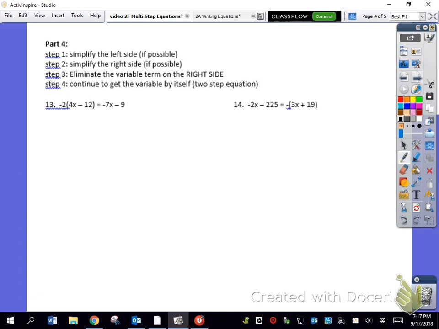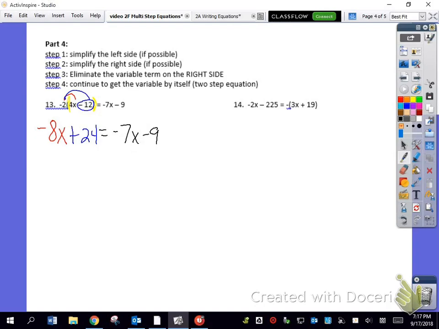And then part 4. Now in part 4, you are going to have to combine everything together. So on this side, is there anything to get rid of? And there is. The parentheses. I have to do the parentheses first. Okay? So negative 2 parentheses 4 is negative 8x. And then you have to do negative 2 parentheses negative 12, which is positive 24. Now, on the right side, there's no parentheses, so you just bring it down.